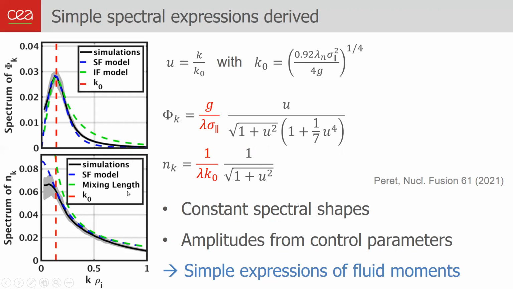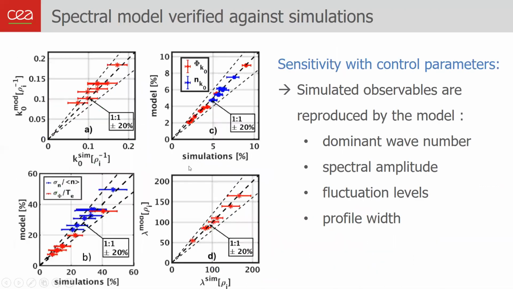But the good thing now with this model is that we can express analytical expressions of poloidal spectra for potential and density. And the good point with this model is that you can take away all control parameters into amplitude terms. And you have here a simple normalized spectral shape that is independent of the conditions. So from this, you can build simple expressions of all fluid moments you want: fluctuation level, fluxes, correlation lengths, and so on. So this is what first we tried.